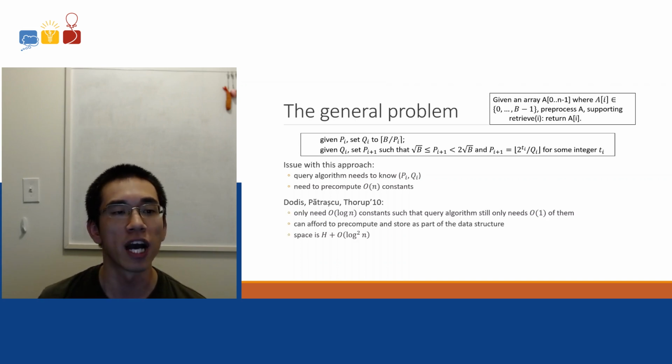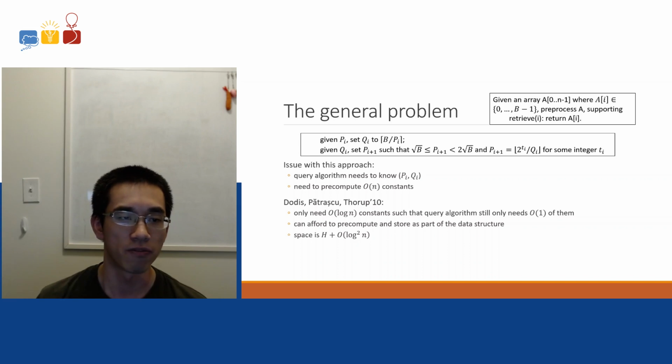And in the solution by Dodis, Pătrașcu, and Thorup, they showed that it is actually possible to reuse many of the constants by building a tree structure instead of just storing this sequence in linear order. In fact, by doing that, we only need O(log n) constants, such that the query algorithm can still recover one entry by using only a constant number of them. So this means that we can afford to pre-compute and store these log n constants as part of the data structure, and then when we need some of them, we just retrieve those constants from the data structure. And the space in this case becomes h plus (log n)^2 bits.